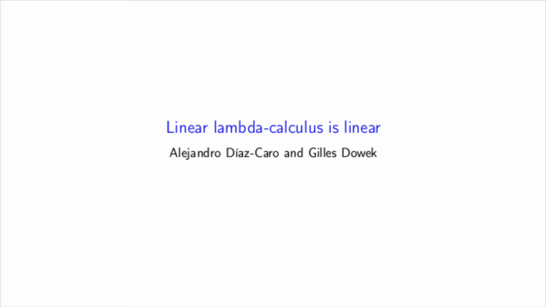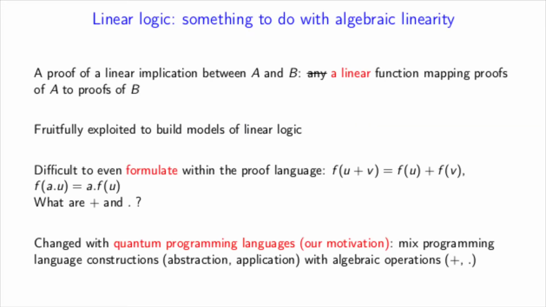The title of our talk is Linear-Lambda Calculus is Linear, and we all know there is a link between linear logic and the algebraic notion of linearity. In particular, a proof of a linear implication between two propositions A and B should not be any function mapping proofs of A to proofs of B, but it should be a linear one. This idea has been fruitfully exploited to build models of linear logic, but it has been much less exploited in the syntax, in the proof language of linear logic.